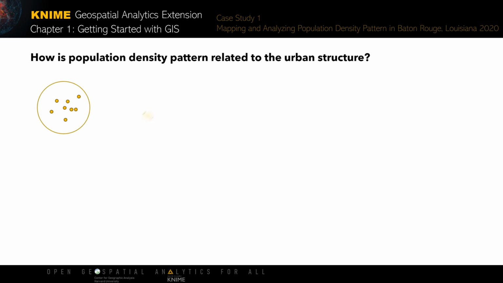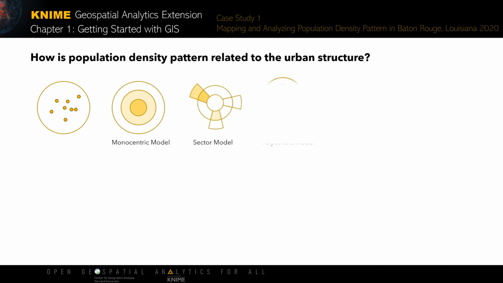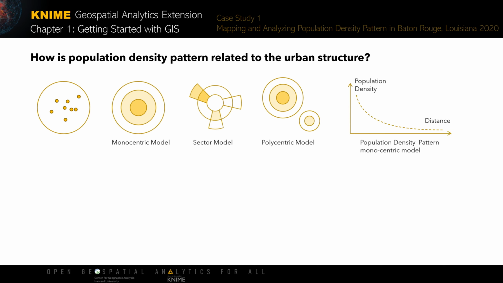In the urban spatial structure models, there are three classic models: concentric, sector model, and polycentric model. It is always observed by a simple model: population density of the residential areas and their distance to the city center. An ideal monocentric model would have a declining trend pattern.